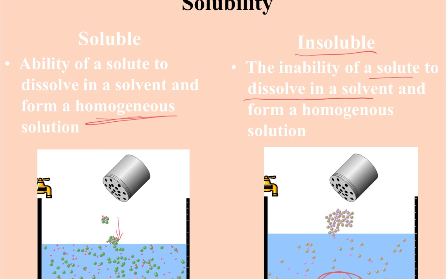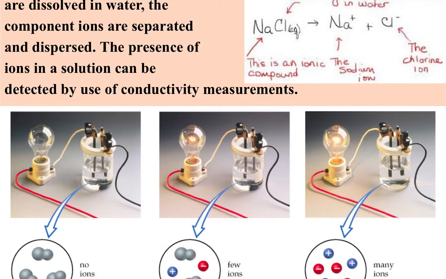So not everything is soluble. It's not going to come apart and interact with the solvent itself. Generally, when ionic compounds are dissolved in water, the components of the ions are separated and then they're dispersed.